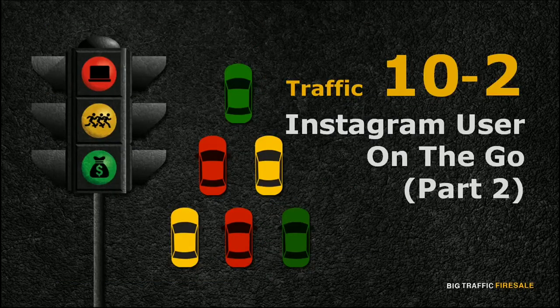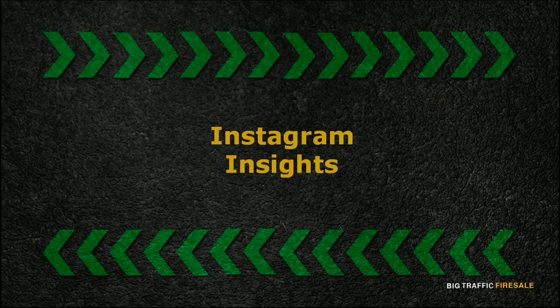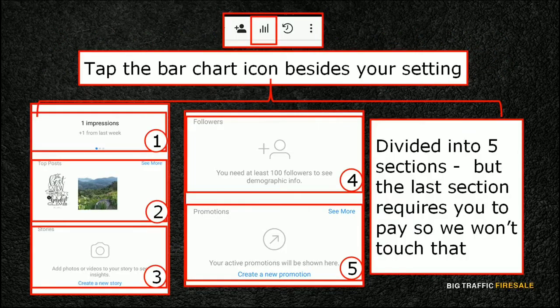This is part 2 of becoming an Instagram user on the go. Your next step is navigating and learning Instagram Insights. Go to your profile page and tap the bar chart icon beside your settings icon. It will appear blank if you do not have any posts yet. Considering you have posted a few photos, the information will appear.